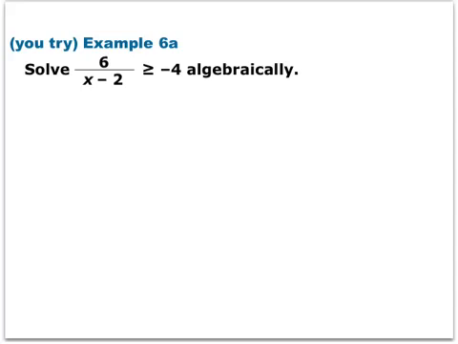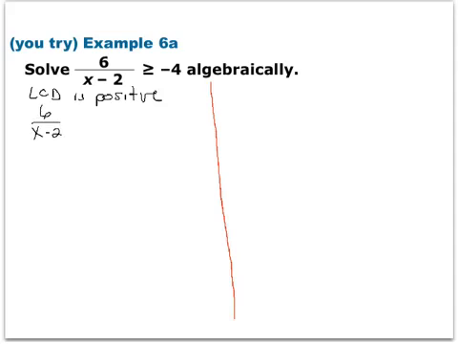Let's try another one. Okay, this is a you try, but I'm going to work it along with you. Try your best just to be independent. So I always make a line, and I do the problem twice. Let's change colors. So first we do the LCD is positive. I have 6 over x minus 2 greater than or equal to negative 4.